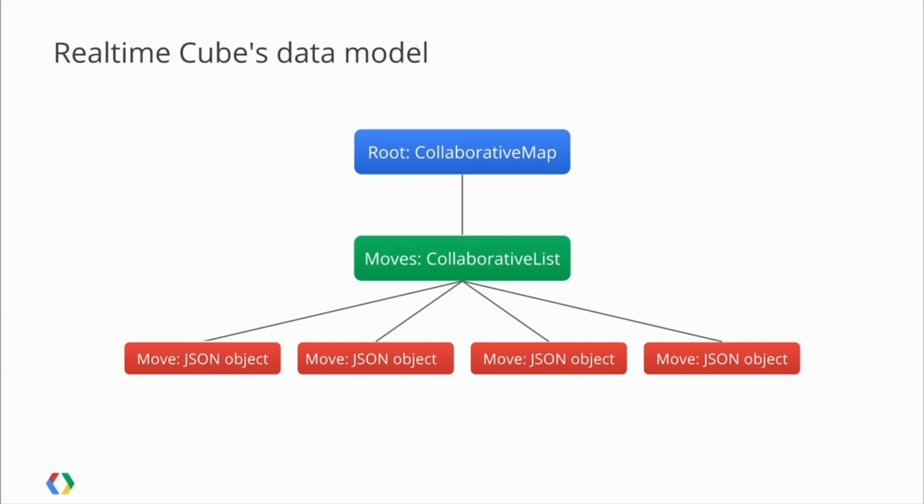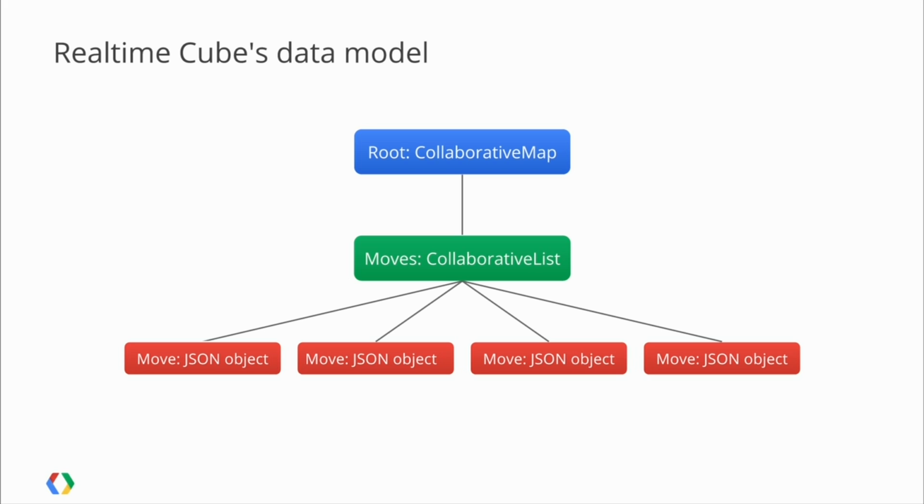So what's this data model look like? Thinking back to that demo we showed just a few minutes earlier, this is a representation of what this data model could look like. So at the root of the data model is always a collaborative map, which is where you put all of the data objects that you need for your application. In this case, there's just a single collaborative list that consists of the moves that the players have made in the game. And each move is just represented as a JSON object.